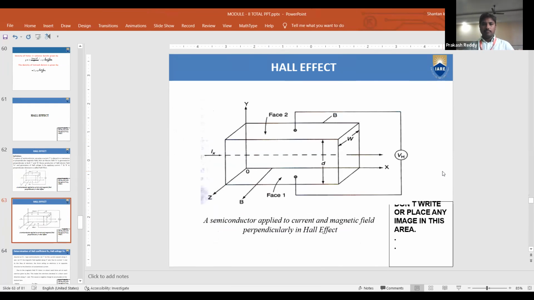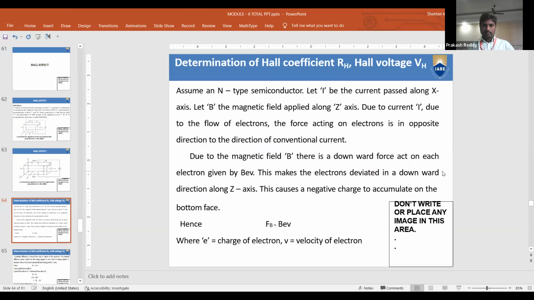Again, this is a diagram. In the y-axis, we are applying a magnetic field. In the x-axis, there is flow of charge carriers, that is, current flow. In the z-axis, we are going to observe the Hall electric field. So assume an n-type semiconductor, and let I be the current passed through the x-axis, and let B be the magnetic field applied along the z-axis.